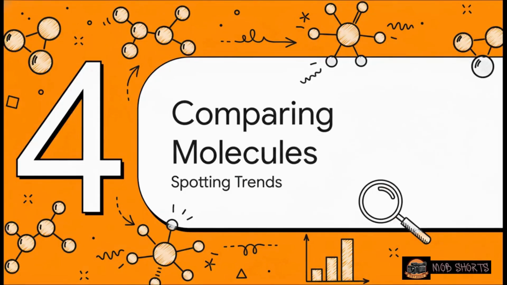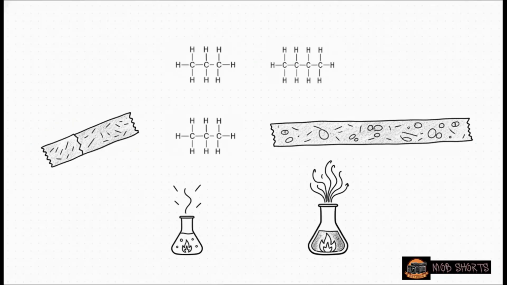All right, now for the fun part, actually putting this knowledge to work. In an exam, you're almost always going to be asked to compare two or more different molecules. So let's see how our golden rule works in the real world. Take a look at propane versus butane. Both are nonpolar, so they only have those basic London forces. But butane is a longer molecule. It has a bigger surface area, which means more points where it can stick to its neighbors.